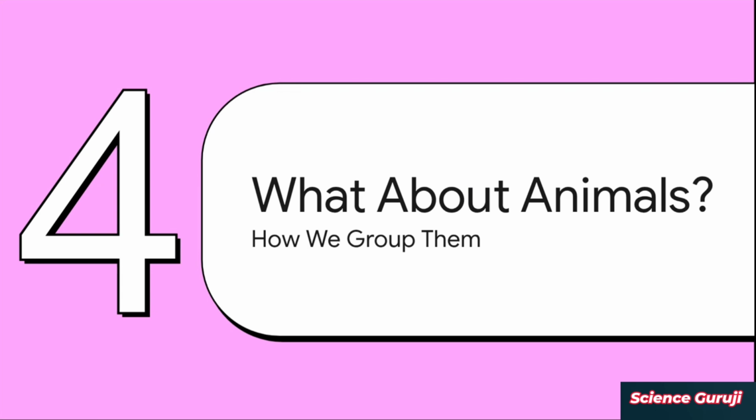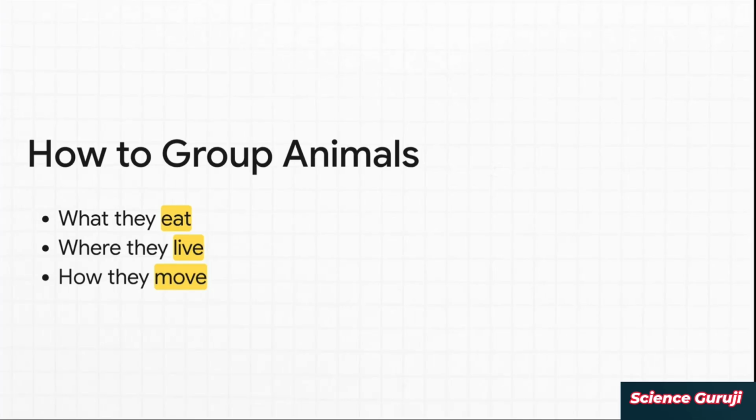Okay, we've cracked the code for plants, but what about animals? Can we group them too? Oh, for sure. We can group them too. We can sort animals by simple clues like where they live, their habitat, or what they eat, their diet, or even how they get around. Do they fly, walk, or swim? It all helps build the bigger picture.